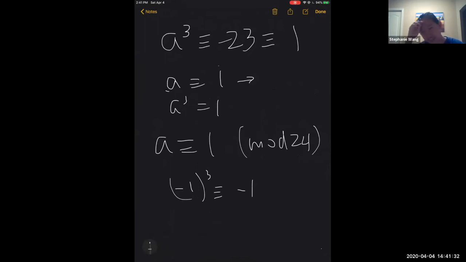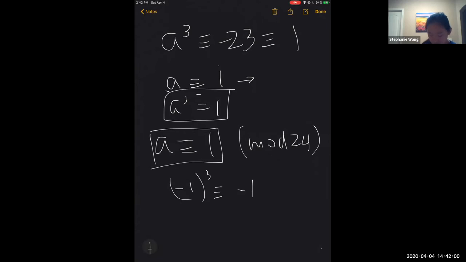But to prove that a is congruent to 1 is the only residue, or the only possible value for this, it actually involves other theorems, so I'm not going to go into those. But since we know that a cubed is congruent to 1, we can deduce that a is congruent to 1 mod 24. So then the values of a will just be numbers that leave a remainder of 1 when divided by 24. So that'll give you numbers like 1, 25, 49, basically anything that leaves a remainder of 1 when divided by 24.